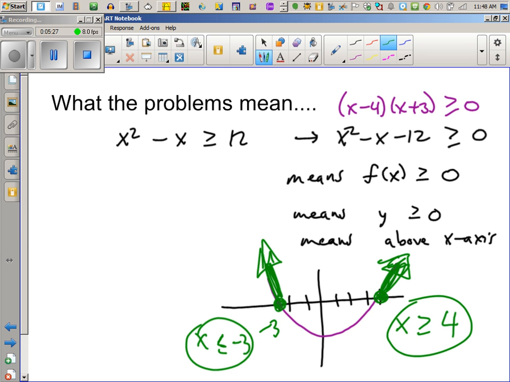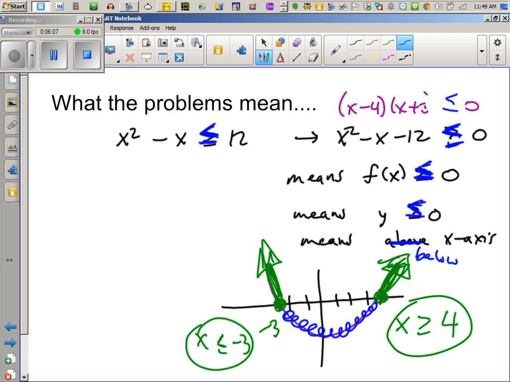Now, how would it change if this was a less than or equal to? How would that change our meaning? This would be f of x is less than 0, which means y is less than 0, which means what? Below the axis. See? And then your answer would be what? This piece, you see. And you would give me a different answer. You would say, Mr. Shore, the answer is between -3 and 4.